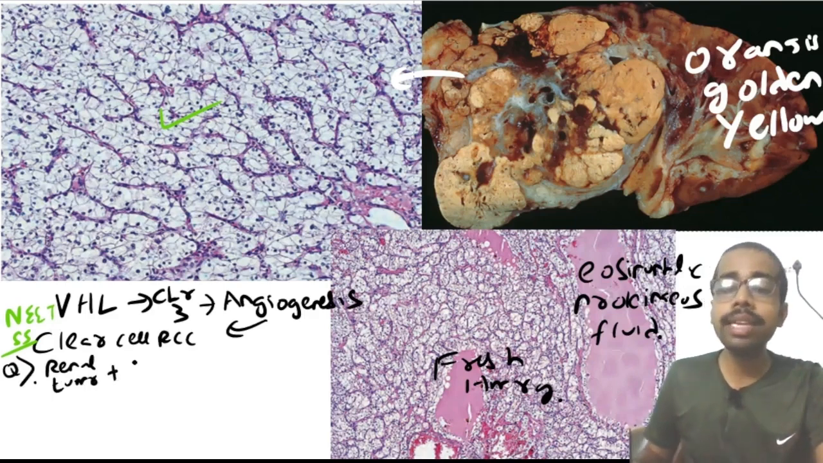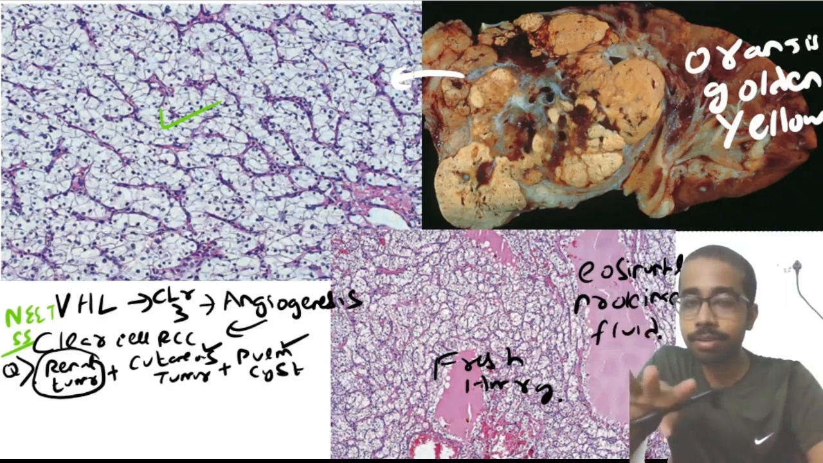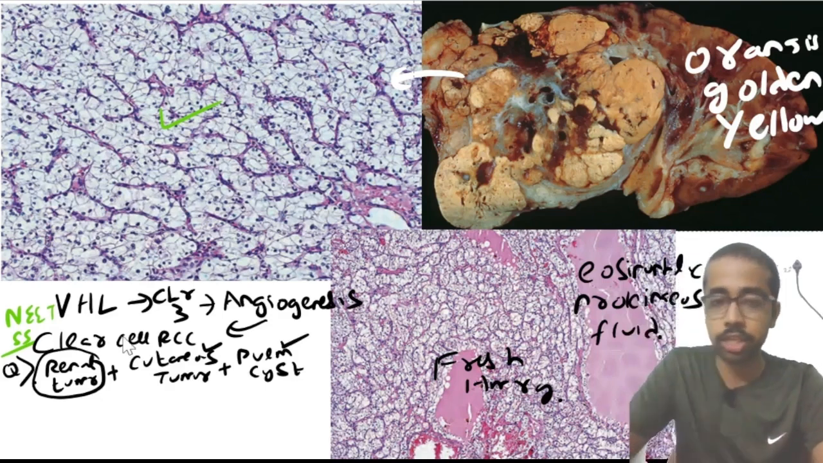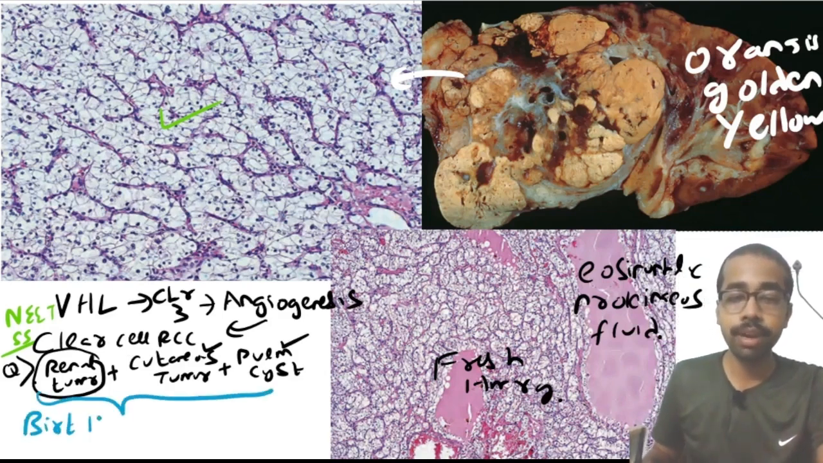And they told that there is a cutaneous lesion also, right? I'm writing here cutaneous tumor. There was a pulmonary cyst. So a cutaneous tumor, a pulmonary cyst and a renal tumor. Now, if I'm not showing you the clear cell RCC picture, believe me or not, you all would have told the diagnosis is Birt-Hogg-Dubé syndrome. Heard of it? Birt-Hogg-Dubé, right?